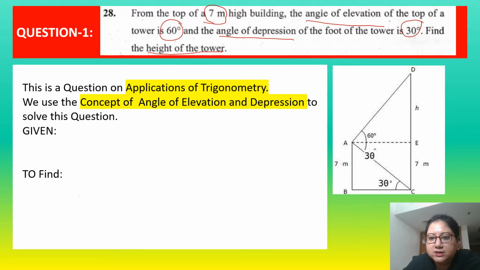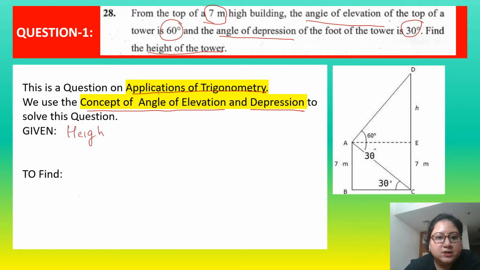As you can see very clearly in the figure that I've provided for this question, I have labeled it with A, B, C, D and E. So let me write down here, looking at the figure, what is given, what we need to find and what concepts we'll be using. I'm sure you must have understood that this question is from applications of trigonometry and that we are going to be using the concepts of angle of elevation and angle of depression while solving this question. So let's get started.